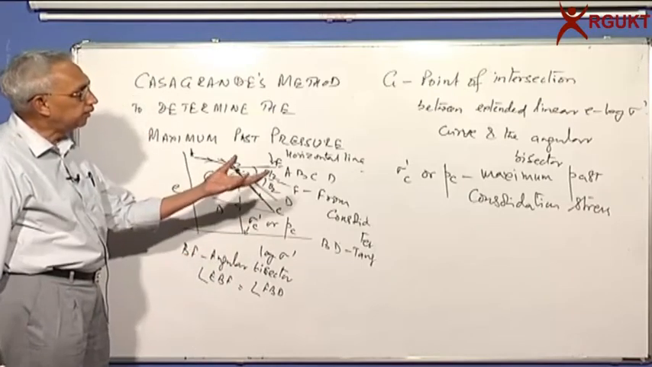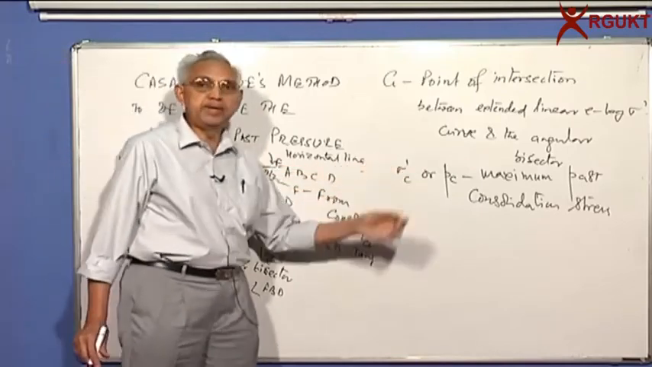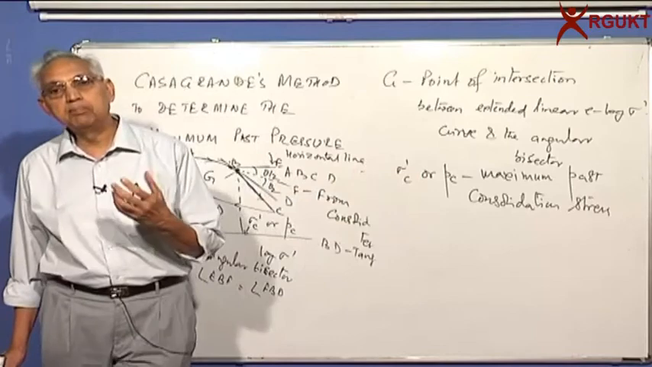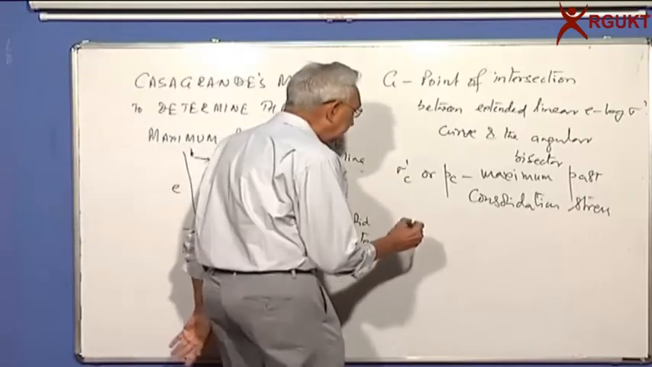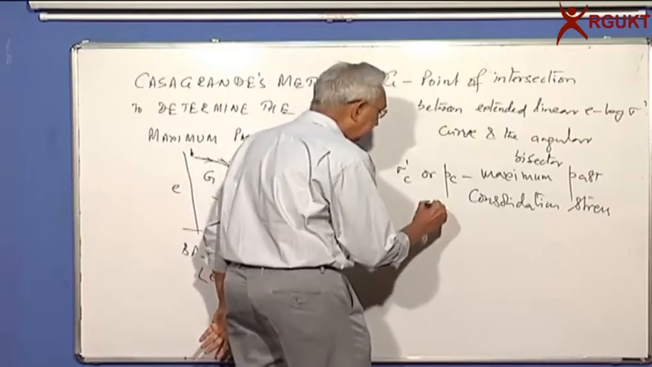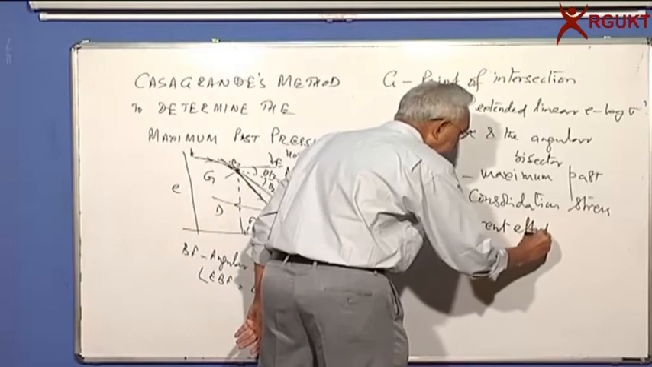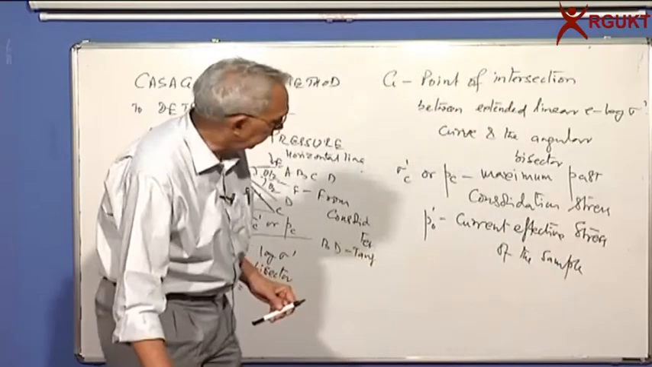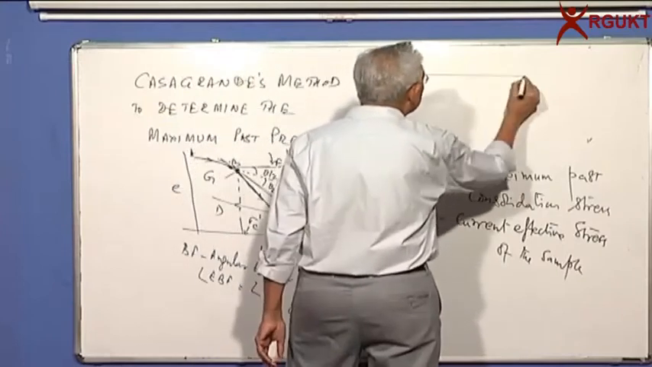So you have now determined sigma dash C, or P dash C or PC, which is the maximum consolidation stress. We also need to know the initial or existing stress, the current effective stress of the sample. How do you find that out? The other day we discussed how to get it, so let us say this is the ground level.